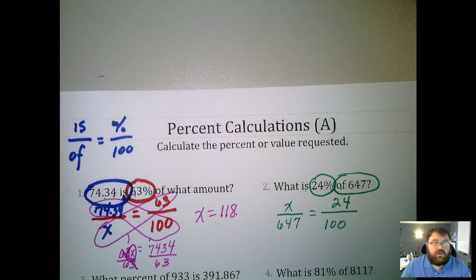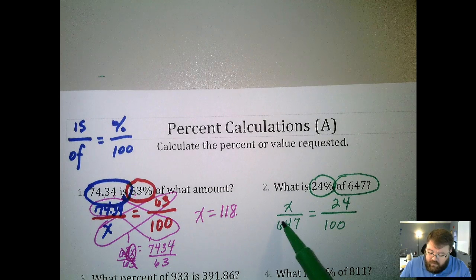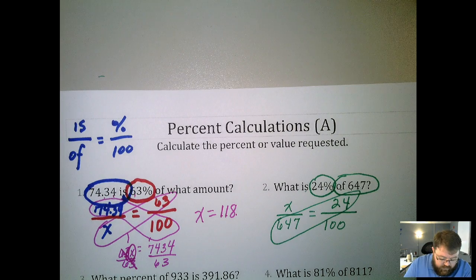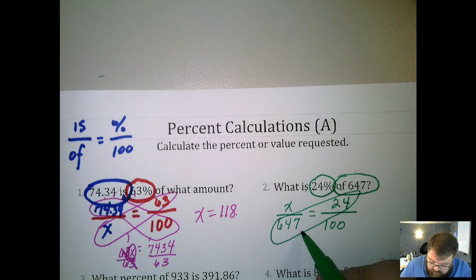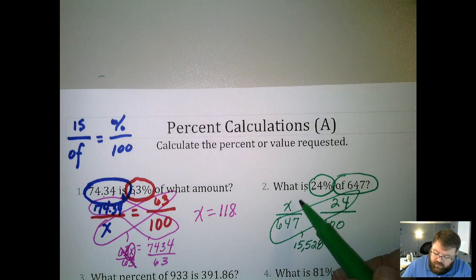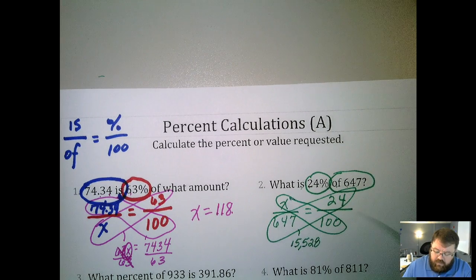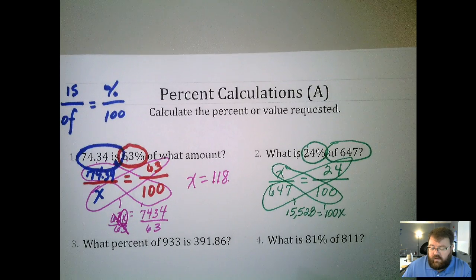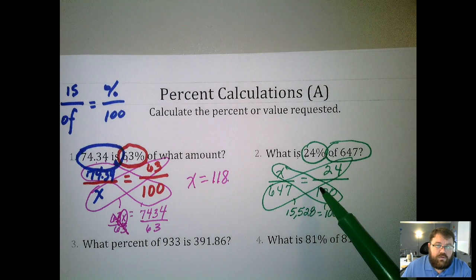From here, you want to do cross products. So I'm going to do 647 times 24. So 647 times 24, and that's going to be 15,528. Next, I am going to say x times 100, and that's going to be 100x. Now, guys, from that point, you should be able to do this without any question.